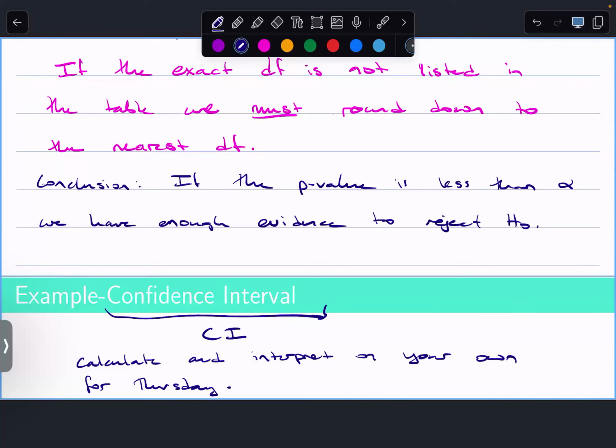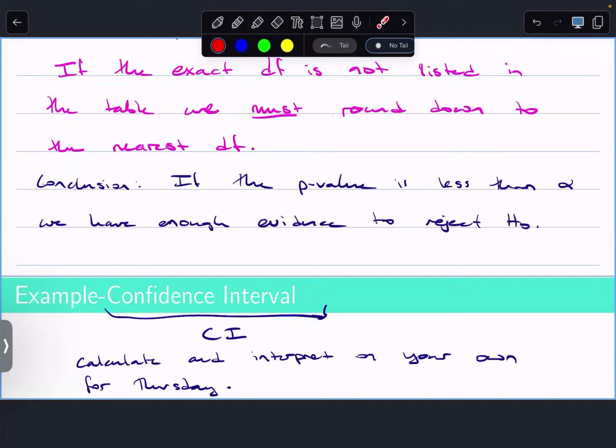In favor of HA, but I'll just write reject H naught. And then, of course, if the p-value is not less than the alpha level, then we do not have enough evidence to reject H naught, right? Always has to be in terms of H naught.